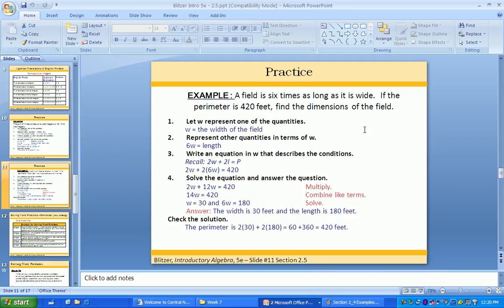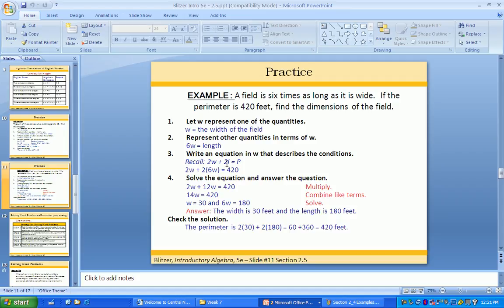So remember, perimeter means the outer part, how much string we need to put around this field. We remember our equation for perimeter, 2w plus 2l is equal to p. So we can go ahead and use that. And we know that L is equal to 6w in this case, so we substitute. Everywhere we see an L, we put 6w. So now we have 2w plus 2 times 6w is equal to 420. If we go ahead and solve for w, we get w is equal to 30.